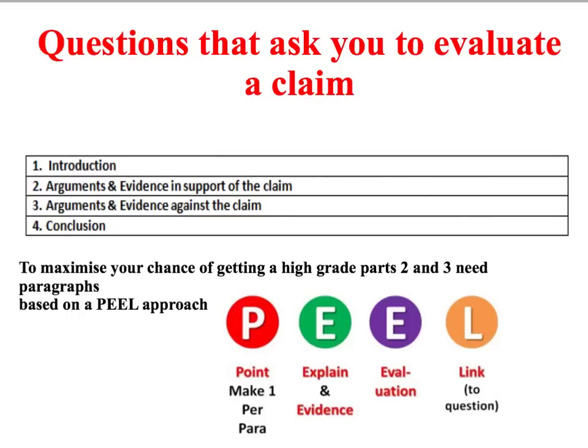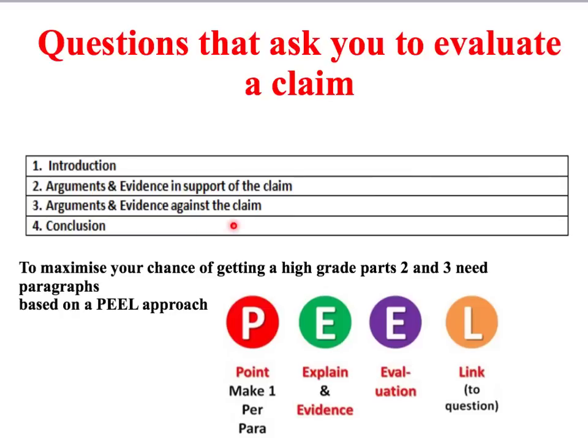So for questions that ask you to evaluate a claim, I think it's useful to use this four-part essay structure. So you need to write an introduction where you decode the claim in the question, and then you need to look at both the arguments and evidence that support the claim, but also the arguments and evidence against the claim. And the most common mistake that students make with this type of question is they only look at arguments that support the claim. Whereas if you're being asked to assess or evaluate a view, it's important to look at the arguments against as well. And then you need to write your conclusion.